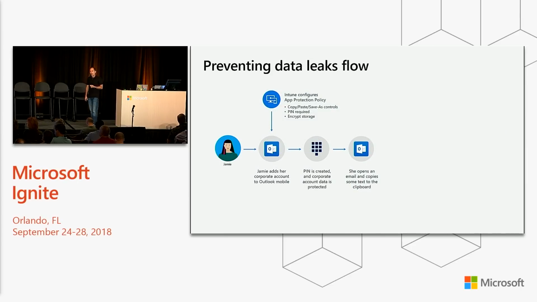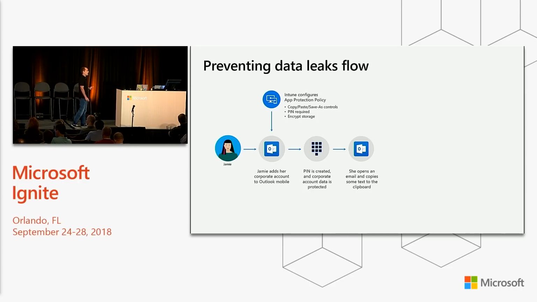So again, I like doing these flows only because it shows how we guide the user in the process. So we have Jamie here who launches Outlook and wants to add her corporate account. Once she adds her corporate account, an Intune app protection policy is immediately applied. Because, why? She authenticates against Azure Active Directory, and the Intune service are integrated. The Intune SDK detects that a policy has been applied to that particular identity for that particular app, and the policy is pushed down to the mobile device for that particular app.